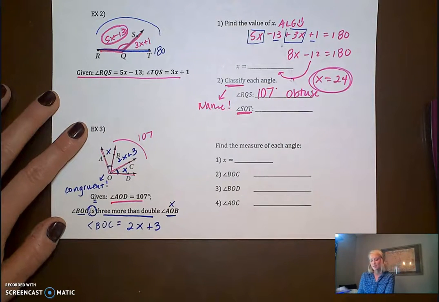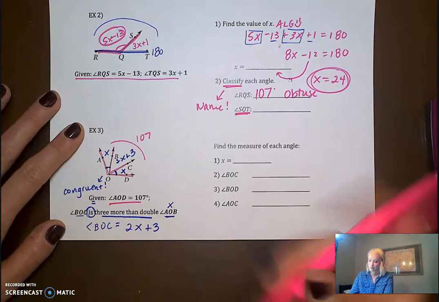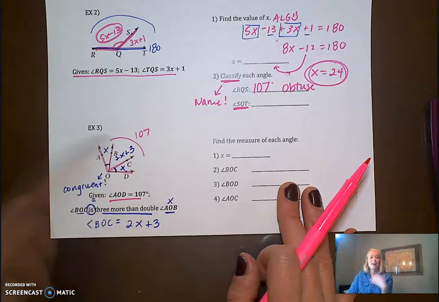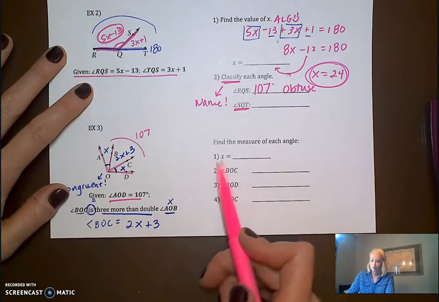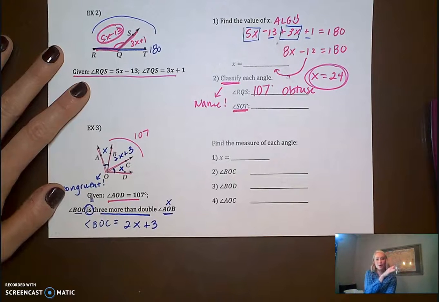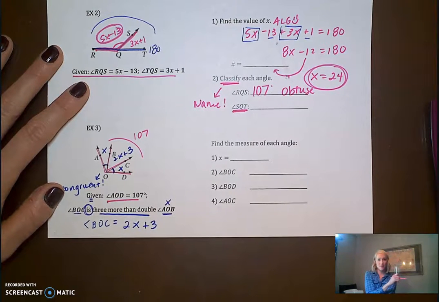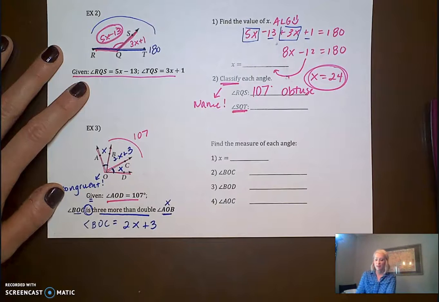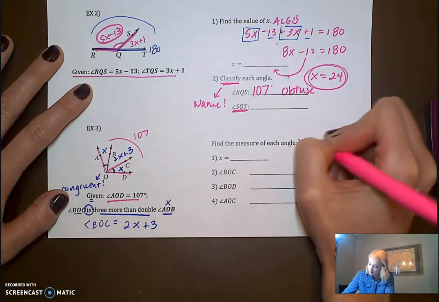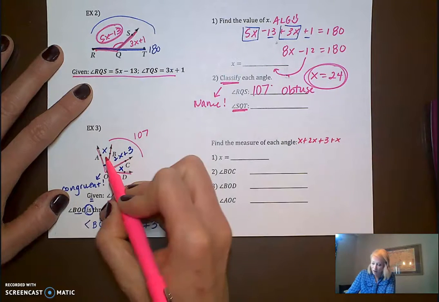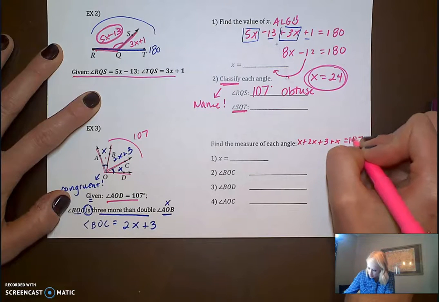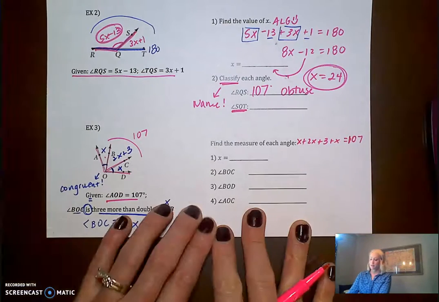If you get lost, it's not the end of the world, but do your best to hang on to this one. Okay, now that everything's labeled, I'm ready to write an equation to solve for X. If I've got a picture like this with multiple parts, I need to add all the parts together and set it equal to the entire thing. So I'm going to do X plus 2X plus 3 plus X, add all 3 parts, set it equal to 107.